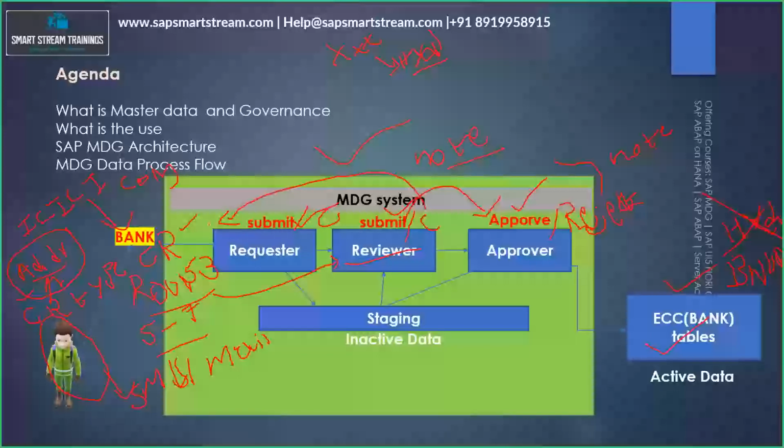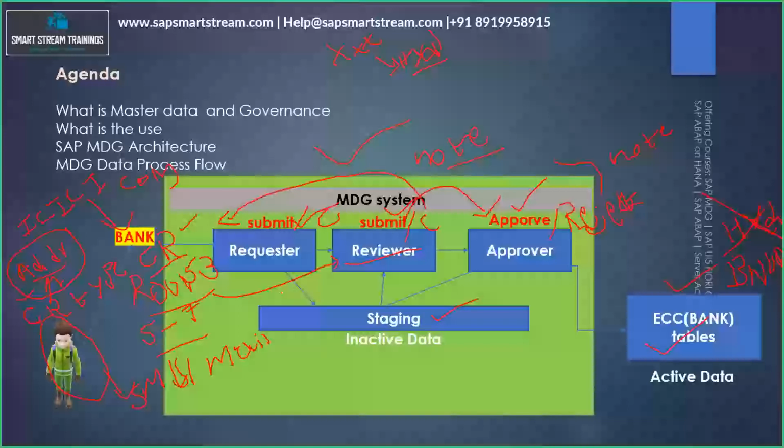So whenever the requester submits the request, this CR gets generated. Once the CR is generated, it is stored in one particular location. Whenever the data is saved at the system level, it is stored in some particular location. That location is called staging. In the MDG system, when any request enters the system and you click on submit, the data immediately comes under the staging area.